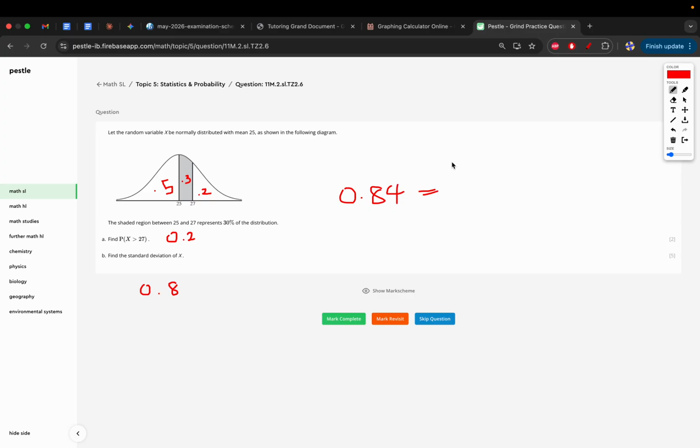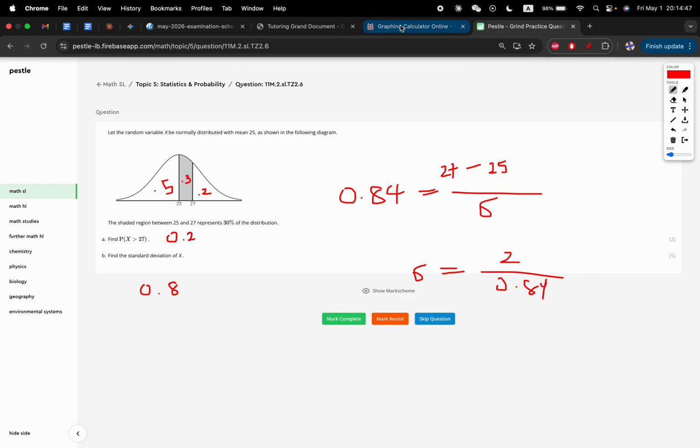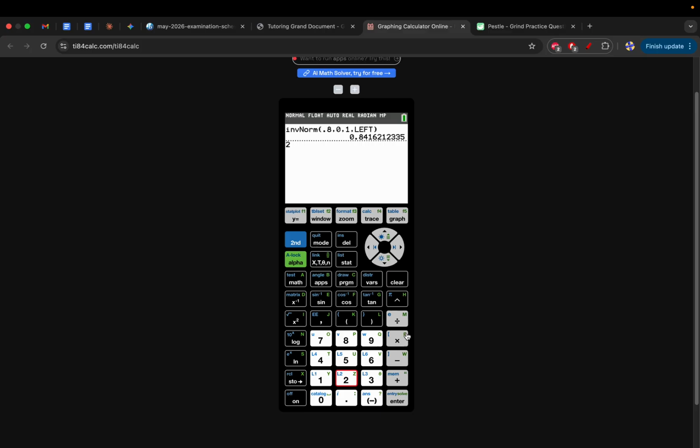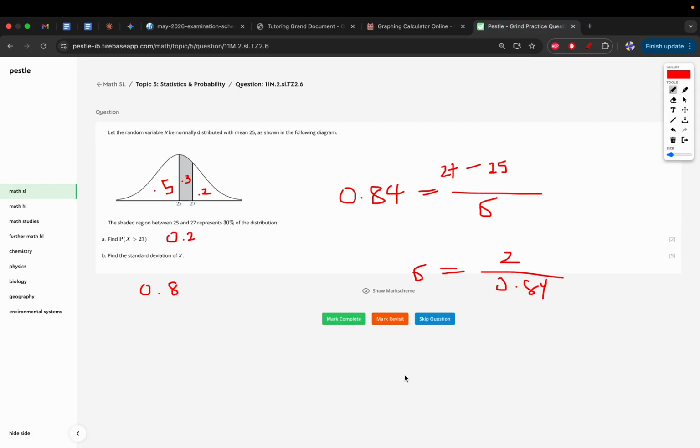is equal to x minus 25 divided by our unknown. And indeed, remember that our x here is going to be exactly this 27. So we have 27 here. Okay, so then solving for this, we have sigma is equal to 2 divided by 0.84. And let's see what sigma is. 2 divided by 0.84 is 2.38. So sigma is equal to 2.38 to 3 significant figures.